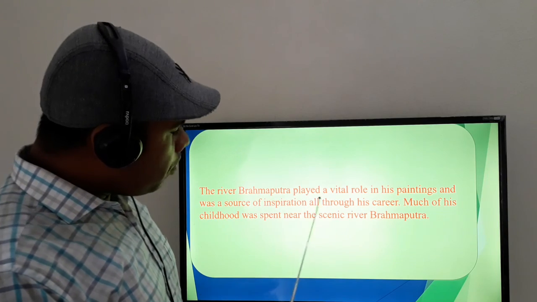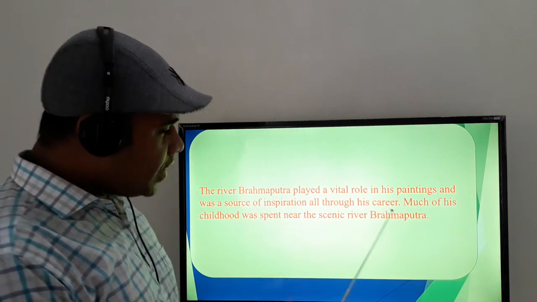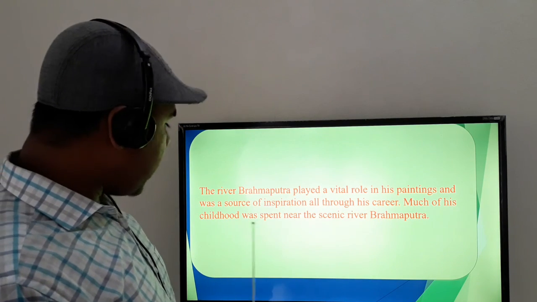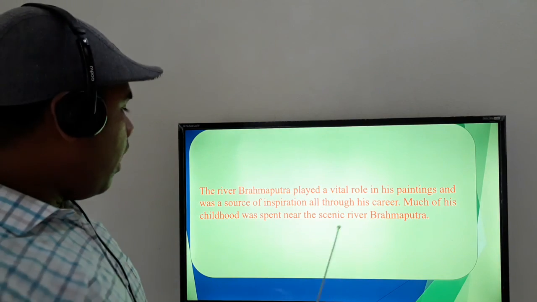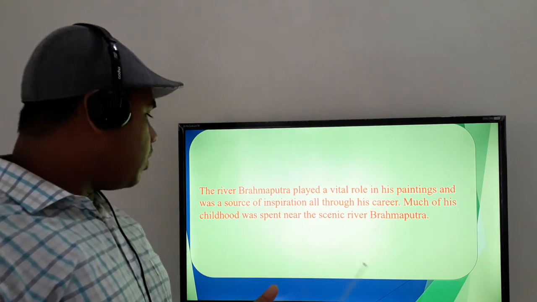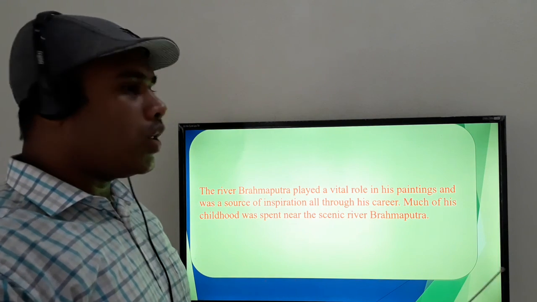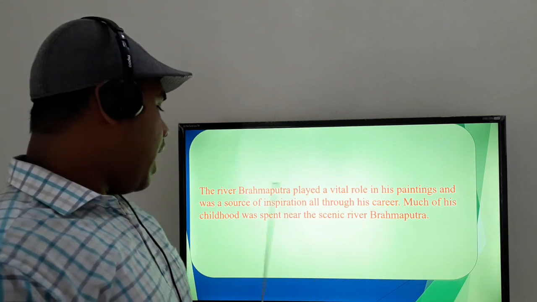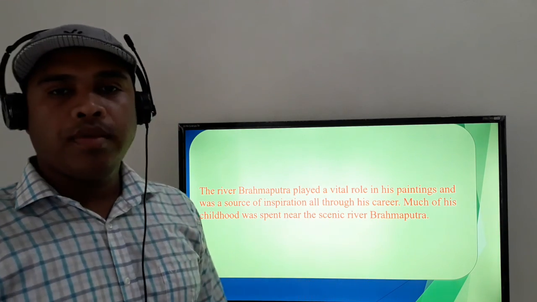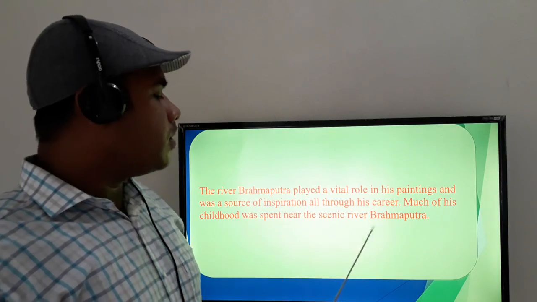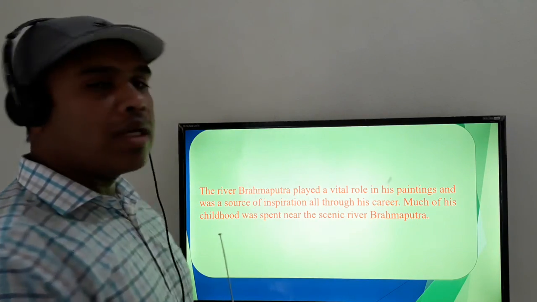The river Brahmaputra played a vital role in his paintings and was a source of inspiration all through his career. Much of his childhood was spent near the scenic river Brahmaputra. You will know that the Brahmaputra river played a vital role in forming the paintings of Zainul Abidin. Whenever he was a child, he spent most of his time enjoying the scenic beauty of the Brahmaputra, in Kishoreganj and Mymensingh.